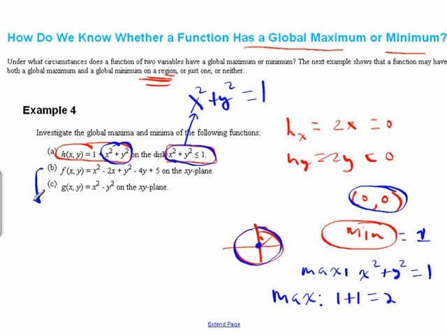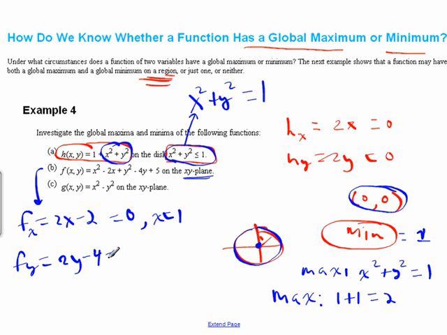Well, what about this function here? It extends on the whole xy plane. The first, or partial derivative with respect to x, is as follows. This equals 0 when x equals 1. My second partial, f partial y, equals 2y minus 4. This equals 0 when y equals 2. So at the point 1, 2, I'm going to have a local max or min.